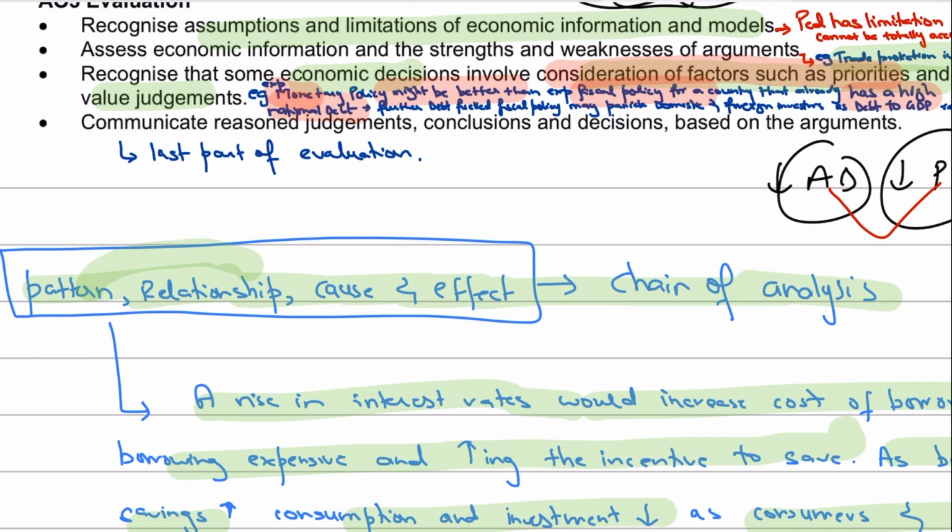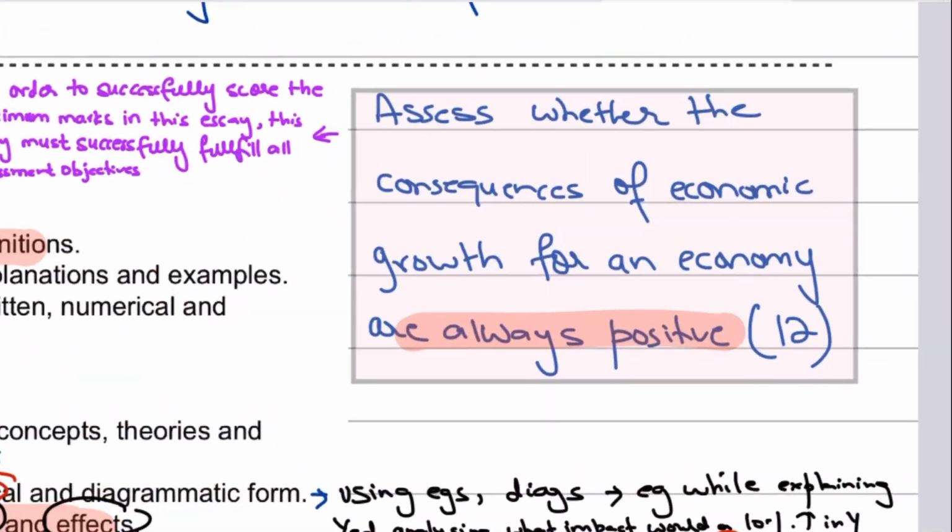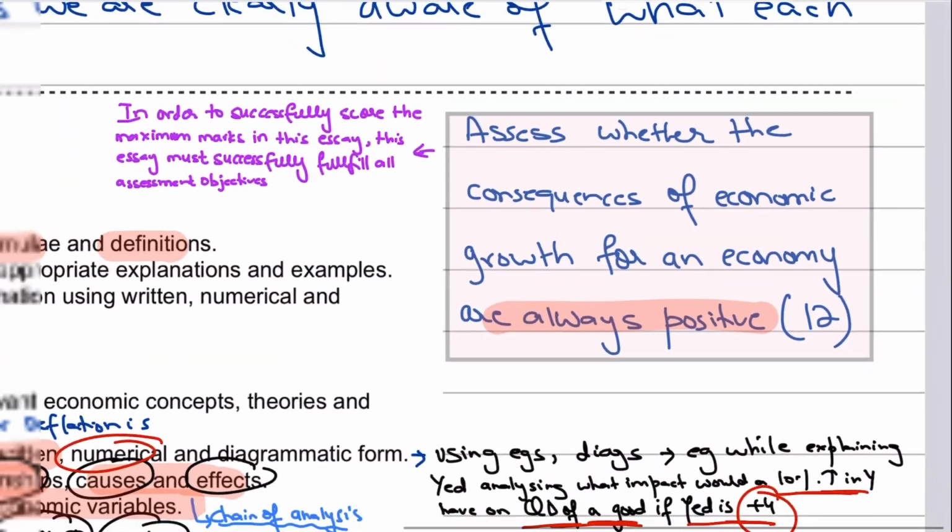So remember this. Evaluation is not a conclusion. The last part of evaluation, the last paragraph of the assessment objective, is always a judgment in the form of a conclusion. Judgment in the form of a conclusion. Right? So that is where the evaluation ends. Communicate reasoned judgments, conclusions, and decisions based on the arguments. Right? So for example, assess whether the consequences of growth for an economy is always positive.